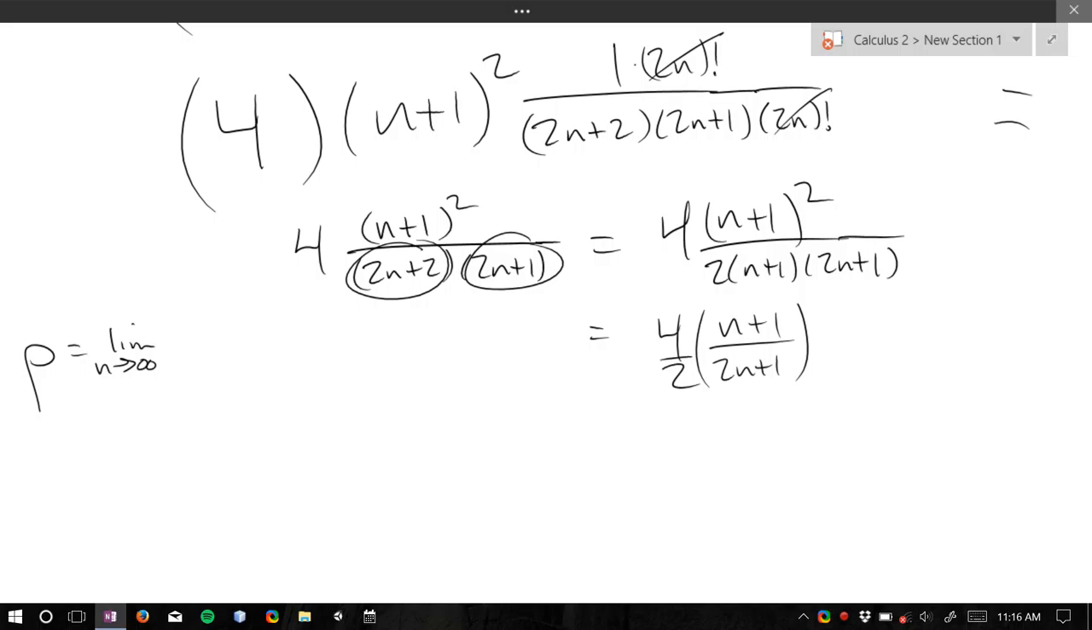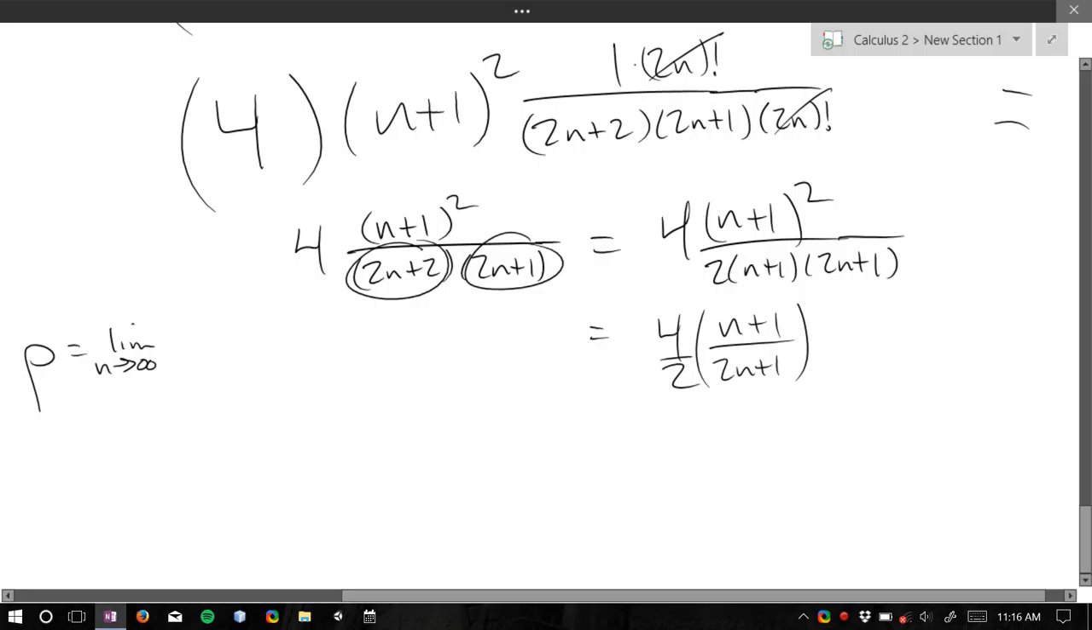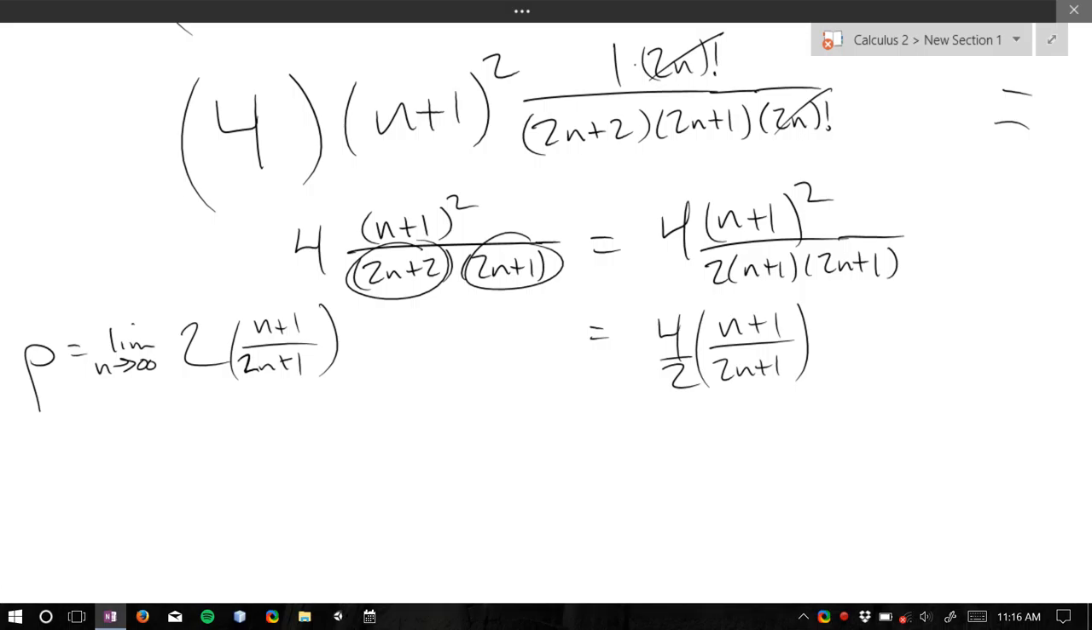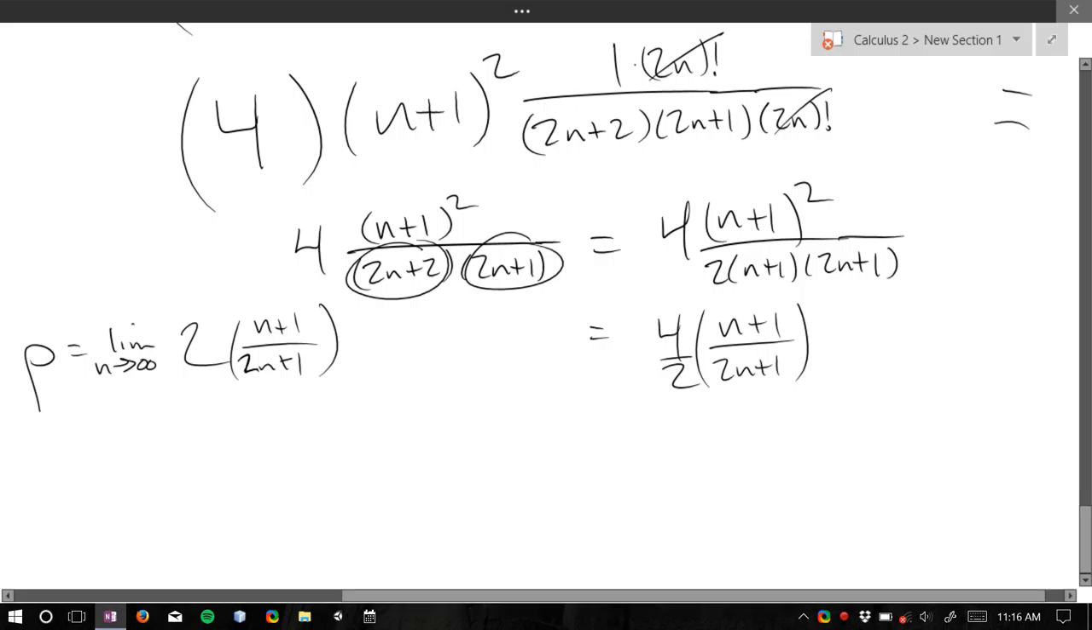I think we're still going to have some L'Hopital type rule going on. So 4 halves is 2, times n plus 1 over 2n plus 1. And I showed you a few ways to deal with this. We could use L'Hopital's rule. You just need one application. You're going to have infinity over infinity, take the derivative, and you're going to get 1 half.